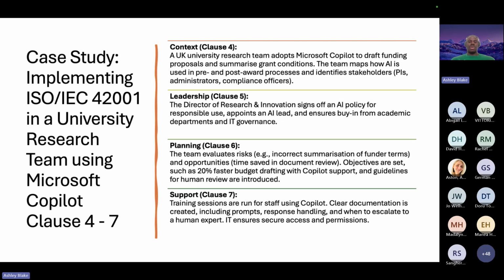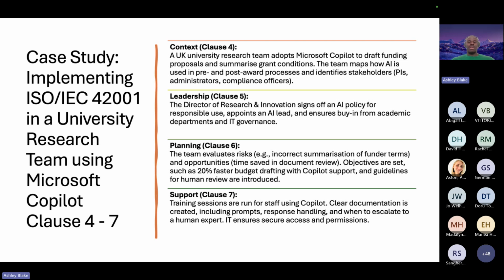And then leadership, so the Director of Research and Innovation signs off an AI policy for responsible use, appoints an AI lead, and ensures buy-in from academic departments and IT governance. So that's the leadership around the tool that you're going to be using and making sure that you've got buy-in and sign off on an AI policy. The key point of having your AI policy is so everybody knows what to do in case there is a non-conformity or how they're going to be trained on the system moving forward.